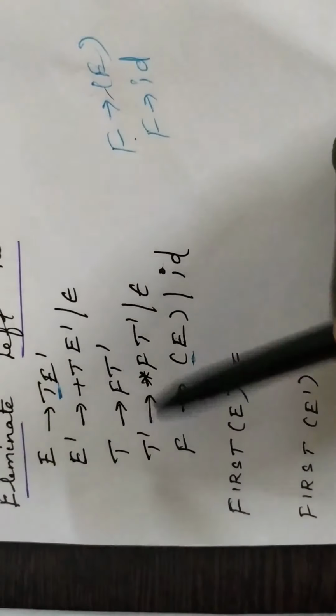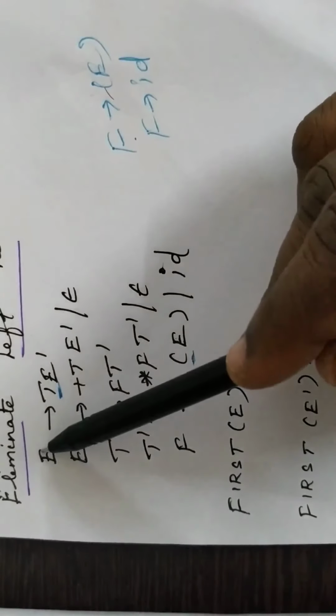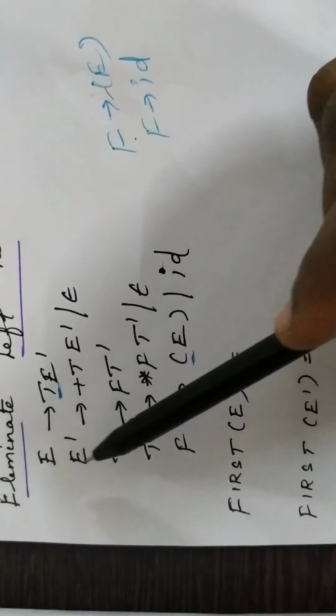First means we have to find first of all grammar symbols, all variables, non-terminals: first of E, first of E dash, first of T, first of T dash, first of F. So first let us discuss first of E. What is first of E? We have to check the right hand side of the production's first symbol. Whether it is a terminal, a non-terminal or epsilon, we need to check. If it is a terminal, we write it as it is. If it is epsilon, we write epsilon. If it is a non-terminal, then we have to find the first of this non-terminal.